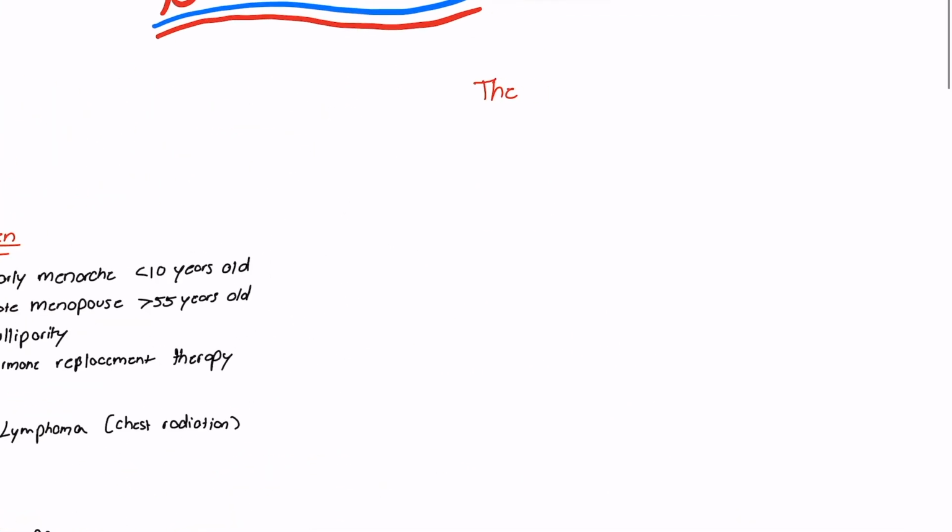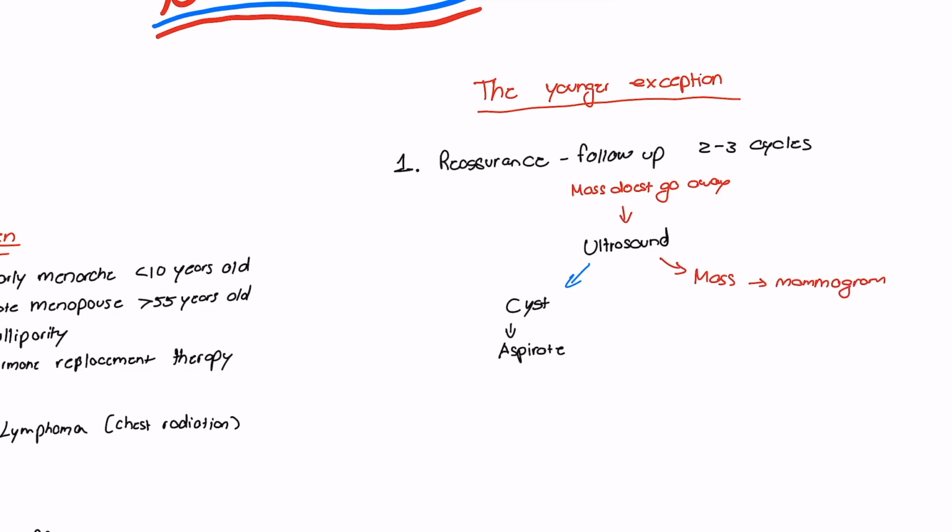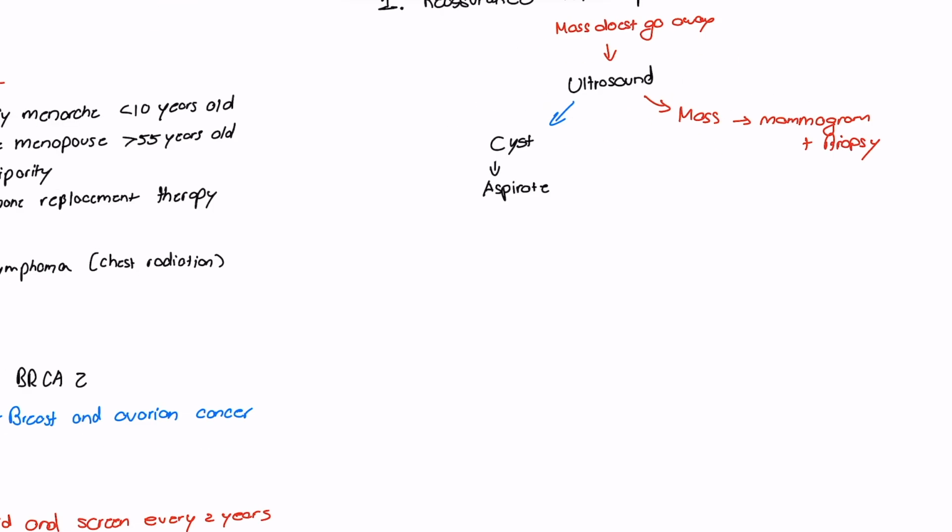So the special exception to mammography and biopsies is for the younger patients under 30 years old. It is unlikely that these patients have breast cancer, so you first start with reassurance. Book a follow-up appointment. Sometimes cysts arise during a younger patient's menstrual cycle and often go away on their own. So wait 2 or 3 cycles. If the mass doesn't go away or the patient wants something else to be done, then get an ultrasound. If the ultrasound shows a cyst, then you can aspirate using fine needle aspiration. If the ultrasound shows a mass, then you'll need to get a diagnostic mammogram because it is concerning for cancer.